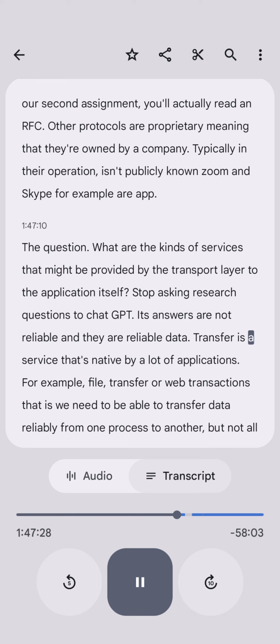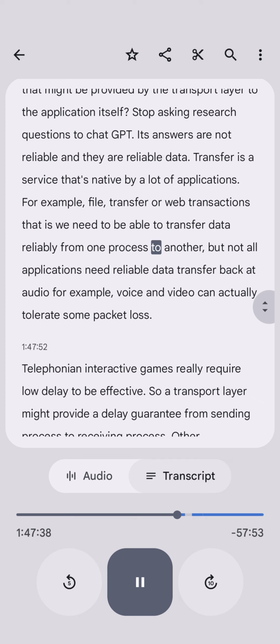Reliable data transfer is a service that's needed by a lot of applications, for example, file transfer or web transactions. That is, we need to be able to transfer data reliably from one process to another. But not all applications need reliable data transfer. Packet audio, for example, voice and video, can actually tolerate some packet loss.